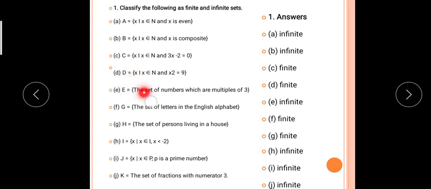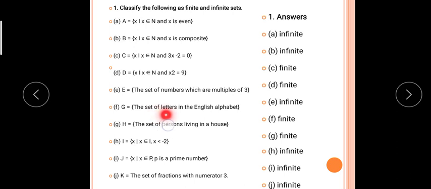Set D is a set of all X such that X belongs to N and X square is equal to 9. There is only one element, because for natural numbers there is only one positive number. Therefore 3 square is equal to 9. So what is the value of X? What is the element of this set? It is only 3 and it is countable, and therefore it is finite. The set of the numbers which are multiples of 3 is an infinite set because multiples of 3 are so many.